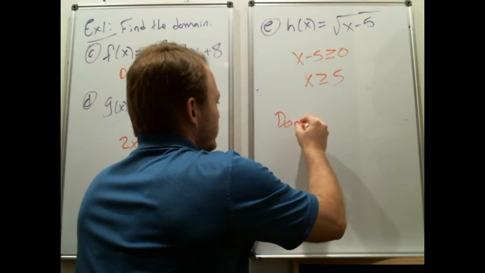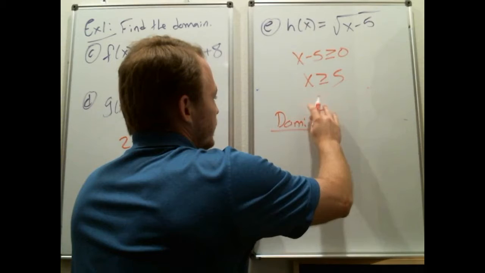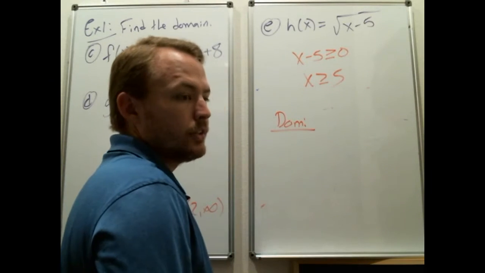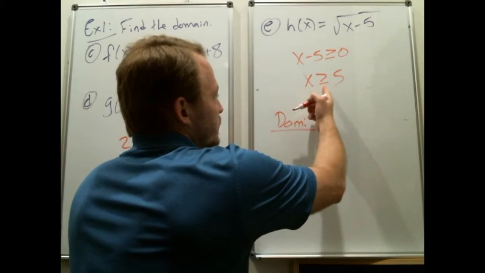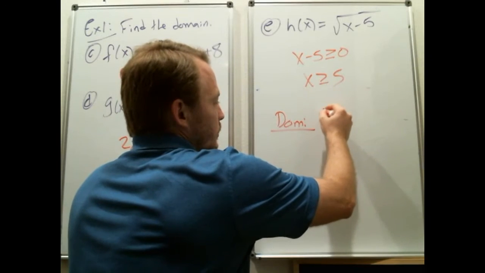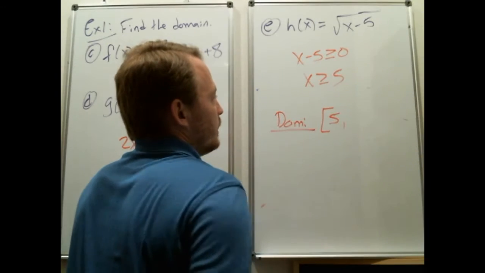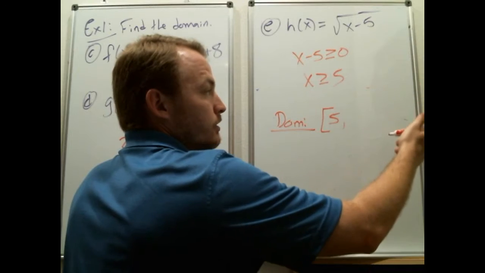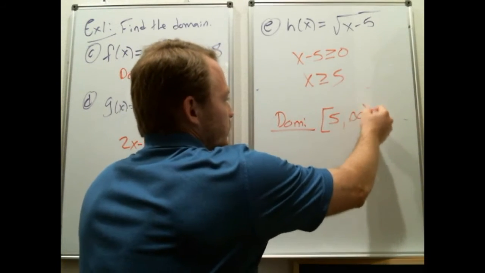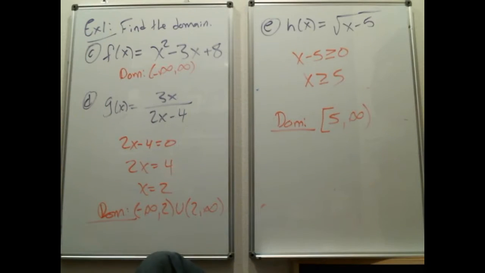So the domain, start with the smallest value, which is 5. And do we include it or not include it? Since it's greater than or equal, we include it. And then 6, 7, 8, 9 to infinity is greater than. So we know we're going the correct way.